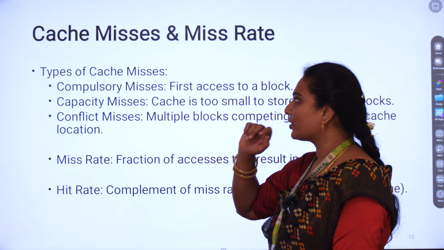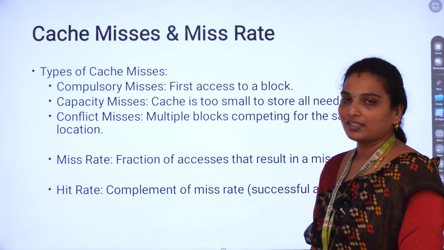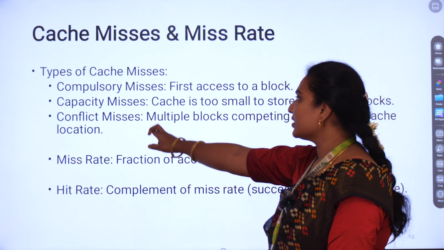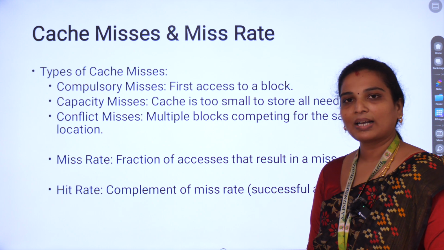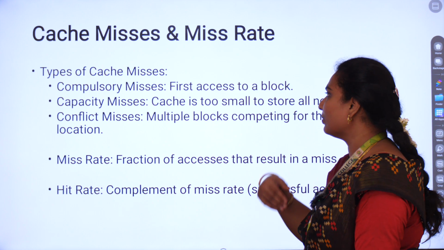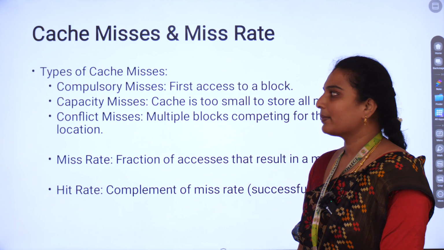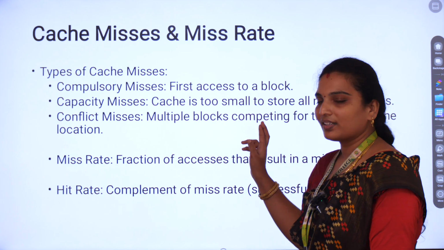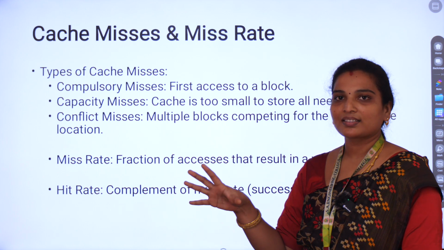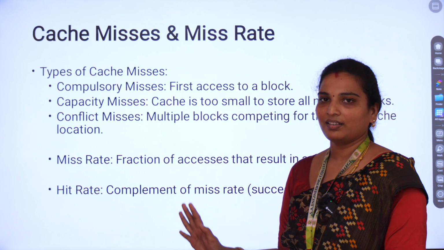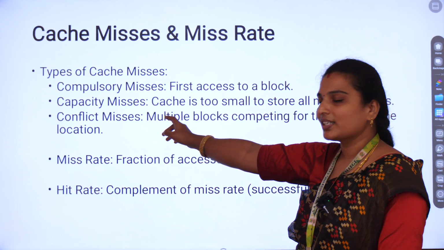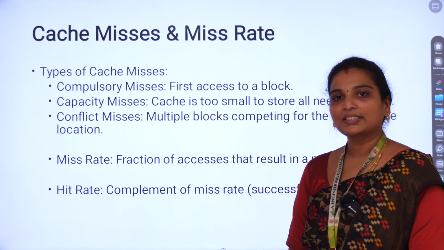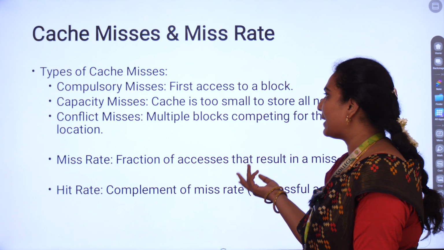So now let us see what are all the types of cache misses which are available. The first one is compulsory miss. So compulsory miss is I am able to access the cache block but I am not able to access the data. So here what is done is you have accessed the cache. That is the thing which has been done here. Such a kind of miss is called a compulsory miss.